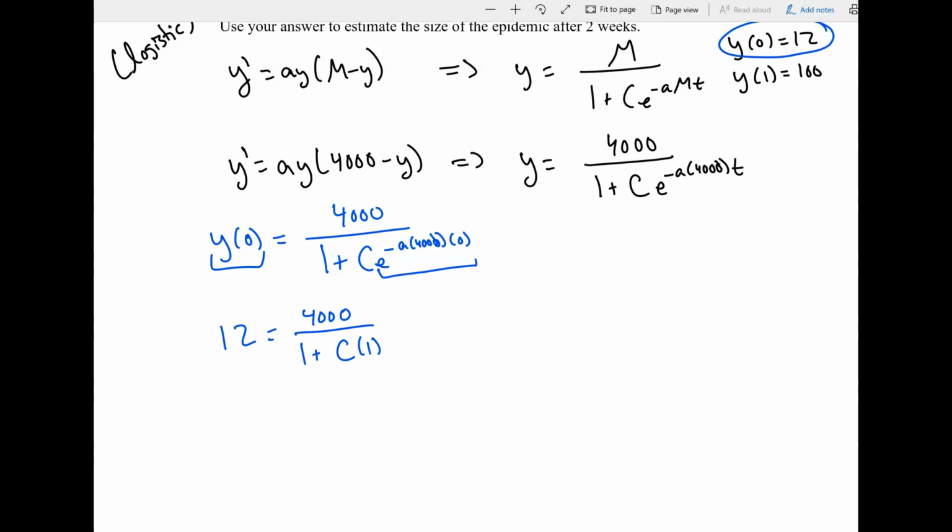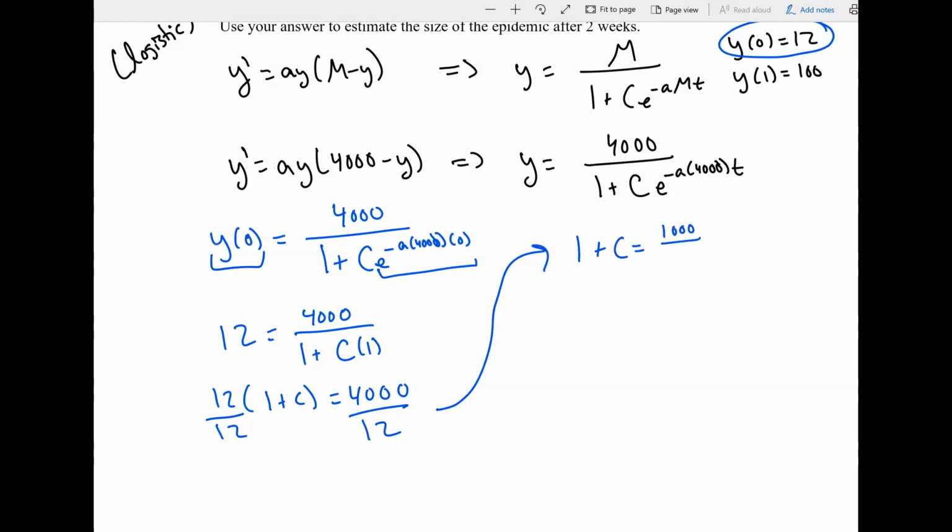Maybe by plugging in the second initial condition, I'll figure out what a is. But luckily, I can figure out what c is too. So I'm going to move that over: 12 times 1 plus c equals 4,000. I divide by 12 on both sides, so 1 plus c is equal to 1,000 over 3. Subtracting 1, c is equal to 997 over 3, which is approximately 332.3.